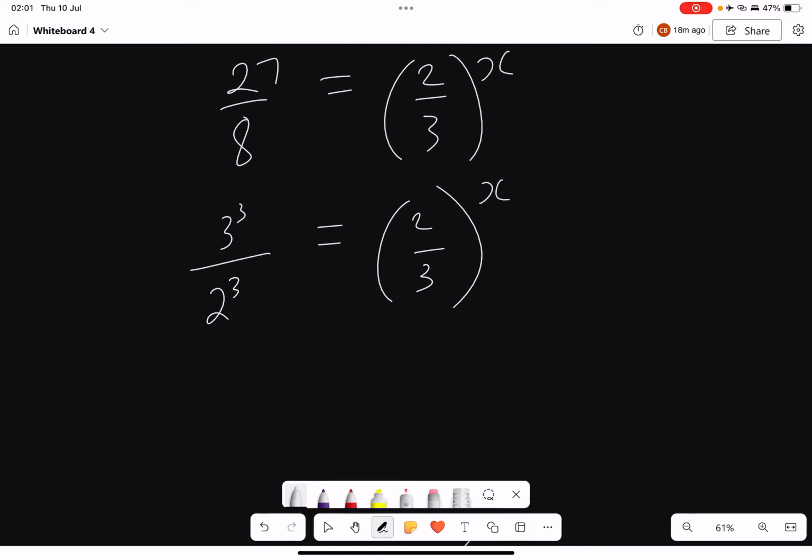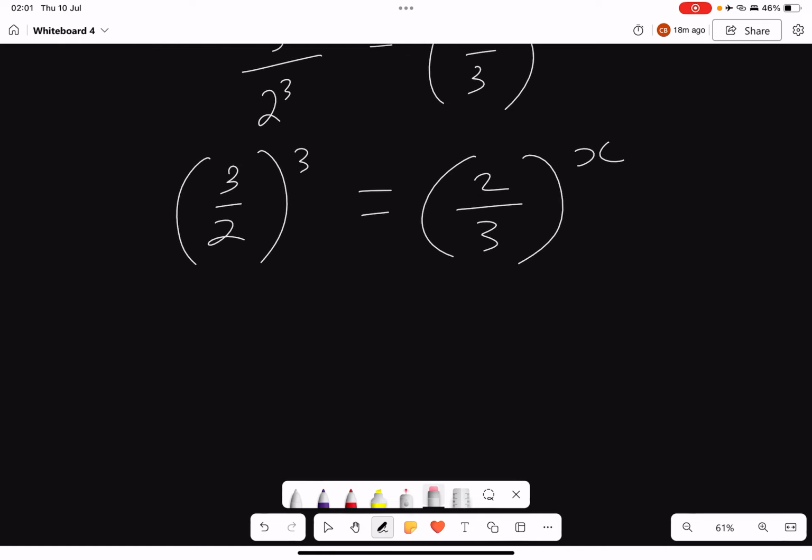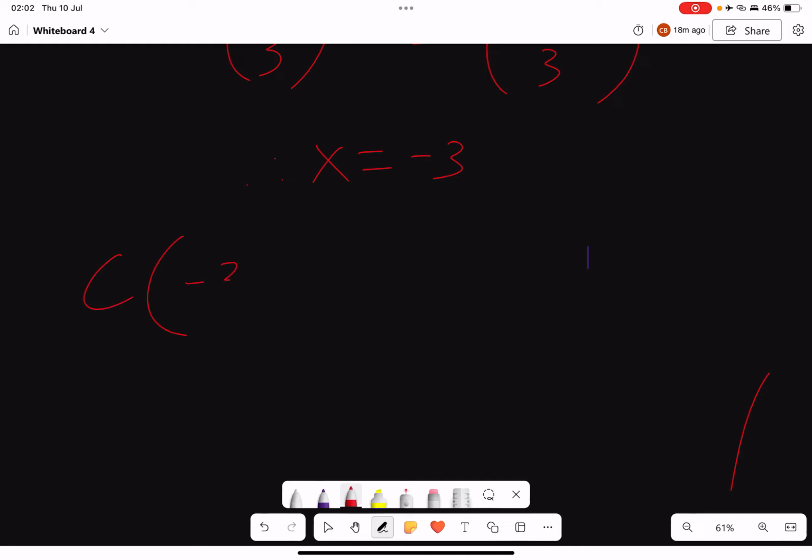And from here, I can have (3/2) all to the power of 3 is equal to (2/3) all to the power of x. Yeah? Now I can switch them around to 2/3, but I have to change the sign of the exponent to make it a negative. And then I have (2/3) to the power of -3, so I can see that x is equal to -3. We can all see that x equals -3, ladies and gentlemen. And then we know that point C is (-3, 19/8).